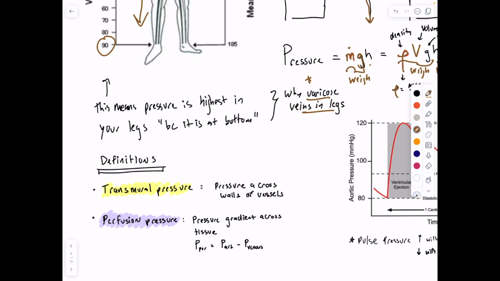And so we said that veins have a high compliance. They're going to have a high change in volume for that greater pressure in your feet due to the weight of all the fluid above it. And so as a result, the volume of your vessels is going to increase, your veins are going to look extended, and they'll be varicose. All right, so then a couple of definitions that are worth knowing. Transmural pressure is the pressure across walls of vessels, and then perfusion pressure, which we'll look at, is the pressure gradient across tissue. So P perfusion is equal to the pressure in artery minus the pressure in veins.